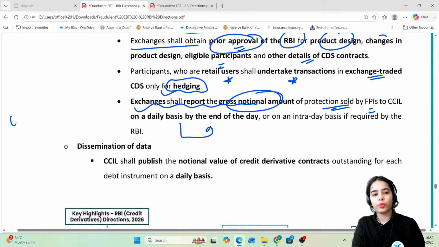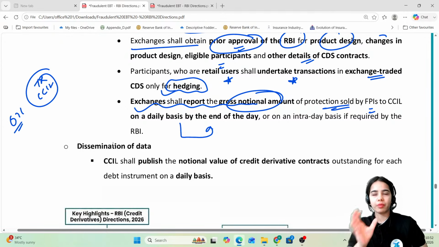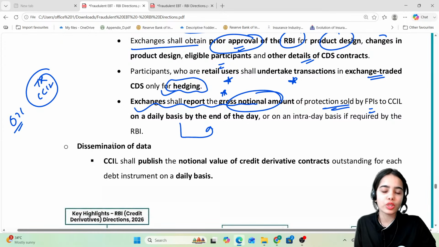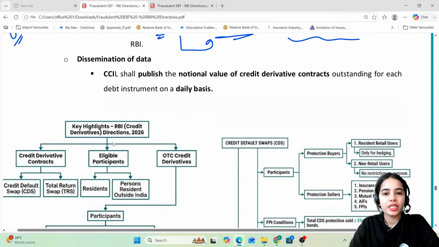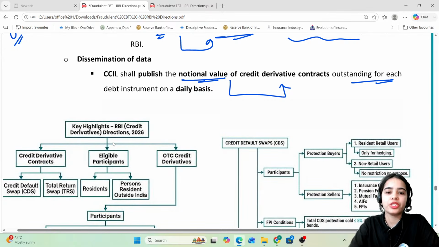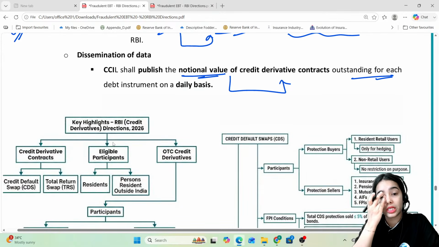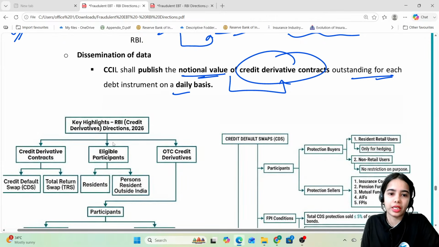So basically, in the OTC market, the market makers have to report to the trade repository of CCIL within 30 minutes of the transaction. Exchanges should also report the gross notional amount of protection sold by FPIs to CCIL on a daily basis, by the end of the day or on an intraday basis. Now, CCIL shall publish the notional value of credit derivative contracts outstanding for each debt instrument on a daily basis. So, CCIL shall publish the notional value of credit derivative contracts that have been signed on a daily basis.